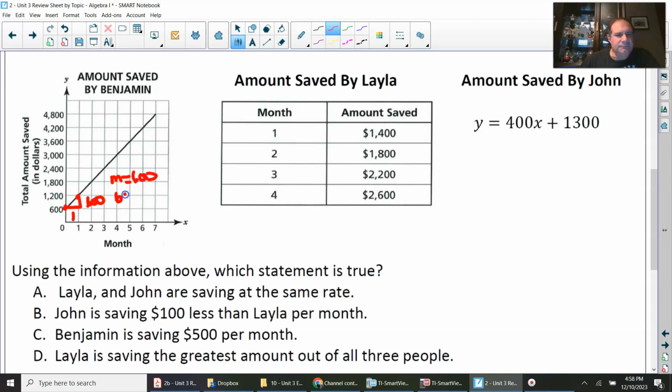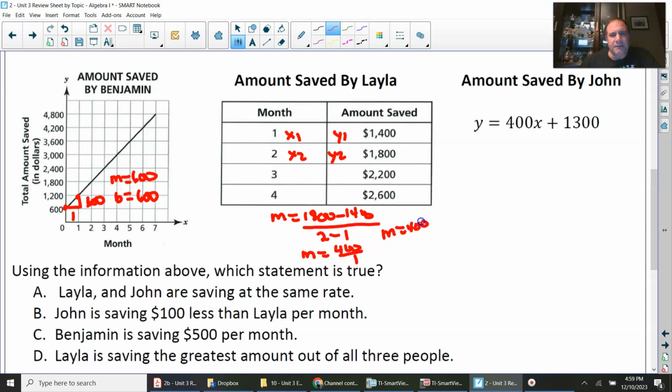And the B is 600. Layla and John. So Layla, X1, Y1, X2, Y2. So the M equals 1,800 minus 1,400. Y2 minus Y1 over X2 minus X1. This is 2 minus 1. So the M is 400 over 1, and it's 400. So M here for John is 400.